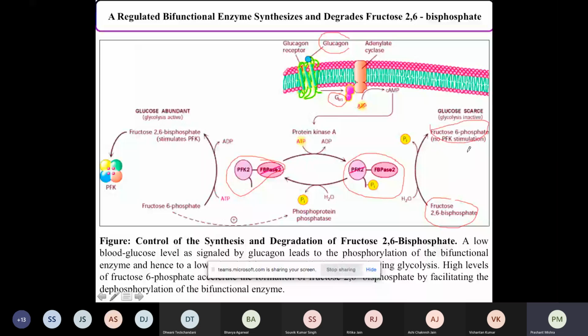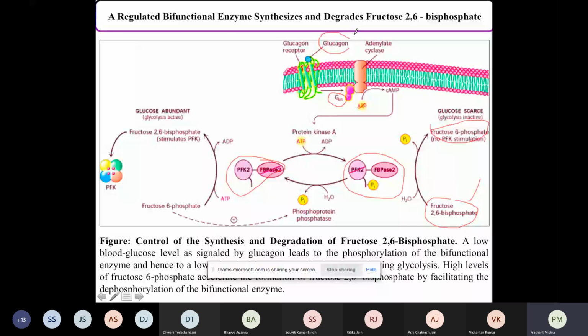So during this formation, what happens? Now this cannot stimulate phosphofructokinase, because what can activate phosphofructokinase? This molecule can activate phosphofructokinase. So once it is converted into fructose 6-phosphate, it will not activate phosphofructokinase. And once it does not activate phosphofructokinase, what will happen? The glycolysis will stop.